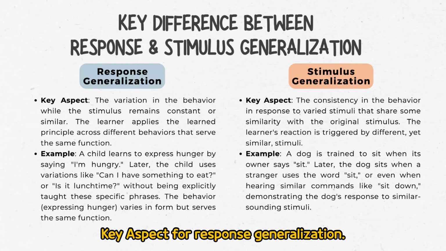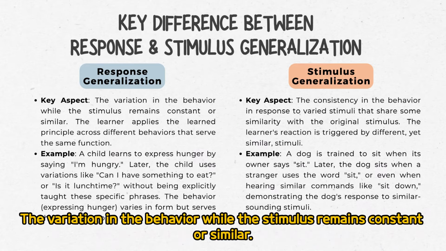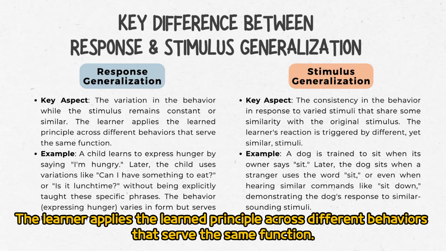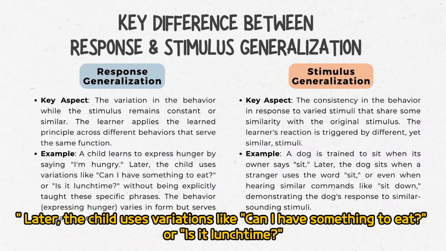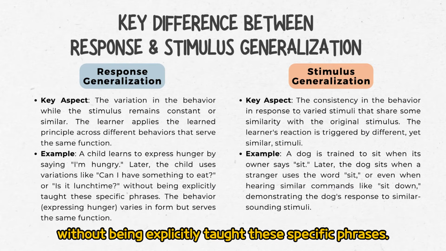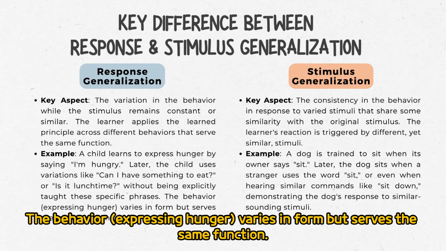Key aspect for response generalization: the variation in the behavior, while the stimulus remains constant or similar. The learner applies the learned principle across different behaviors that serve the same function. Example: a child learns to express hunger by saying, "I'm hungry." Later, the child uses variations like, "Can I have something to eat?" or "Is it lunchtime?" without being explicitly taught these specific phrases. The behavior of expressing hunger varies in form but serves the same function.